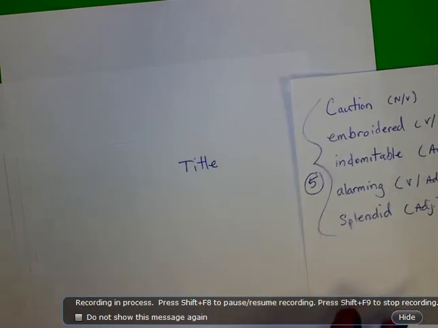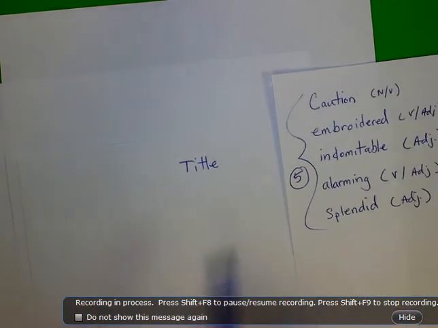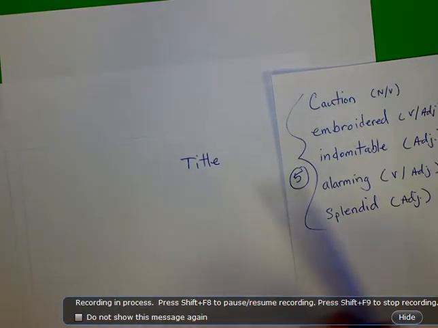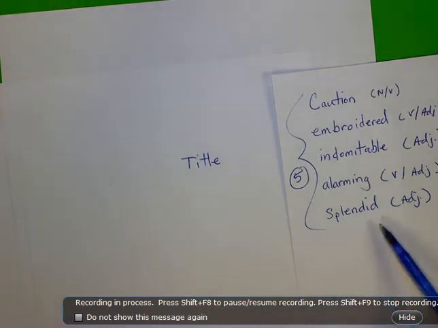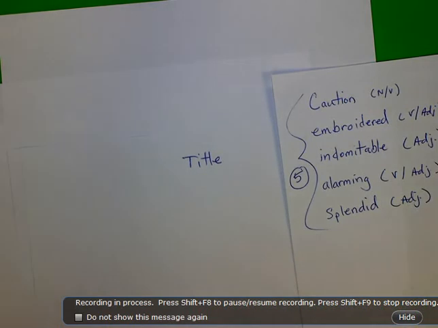Now, not always, but one thing you can do is look at your words before you start. Caution, embroidered, indomitable, alarming, and splendid. Sometimes, looking at them and just thinking about it for a while will give you an idea of what kind of theme or direction you want your story to go in, or maybe a better way to put it would be that makes sense for your story to go in. That's going to make it easier for you to write a story with those words.